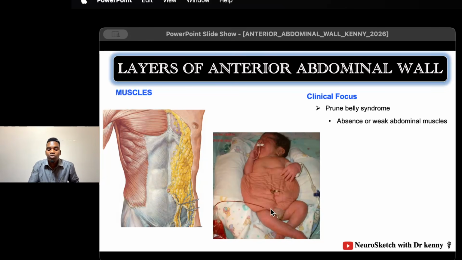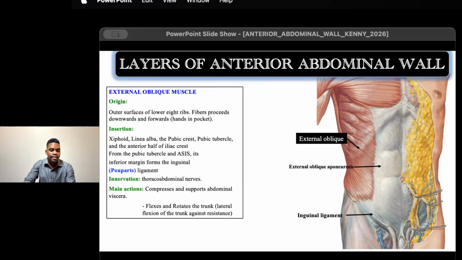So assume without urination, this baby is going to suffer chronic urinary tract infection (UTI) because of stasis of the urine, and also they have long-term constipation, because they cannot defecate, they cannot tense the abdominal muscles, the abdomen, to remove these waste products. Okay, let's discuss each muscle in turn, starting with the external oblique abdominis.